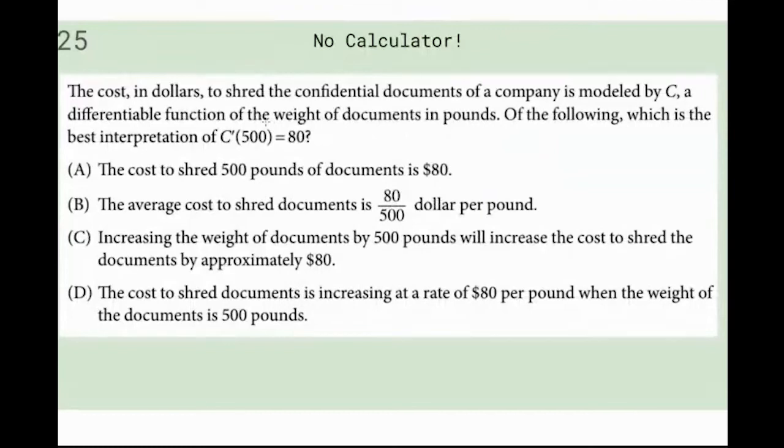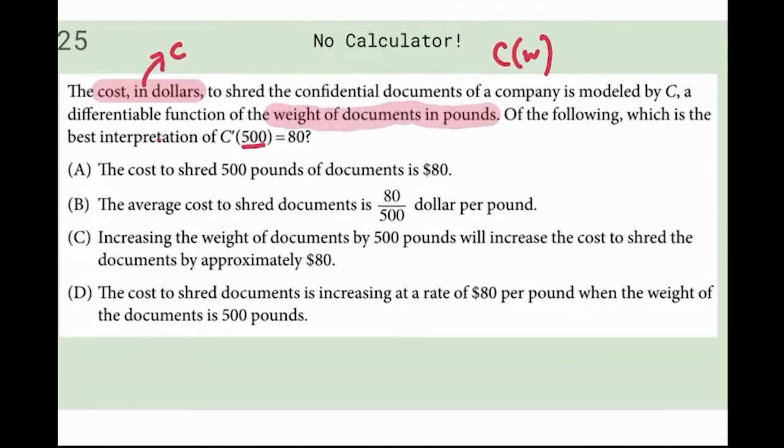Okay, so it says the cost in dollars to shred confidential documents of a company is modeled by C. So C is the cost, and it's the cost in dollars, so we're going to need that unit here. I'm just going to say this is our C unit, but a differentiable function of the weight of the documents in pounds. So it's a differentiable function of the weight, which means this right here is the weight. In a way you can look at it as C of W. And the weight is in pounds. You are going to need that.